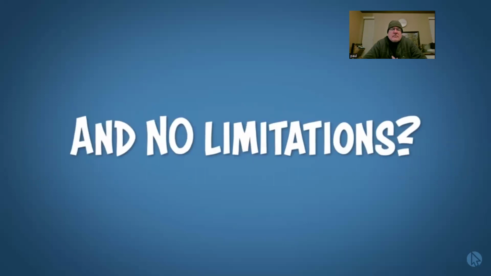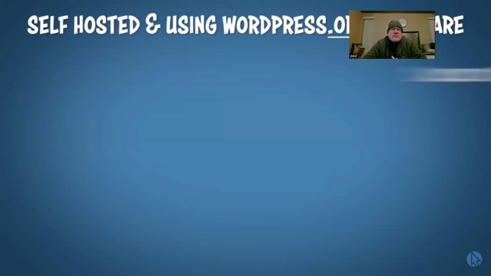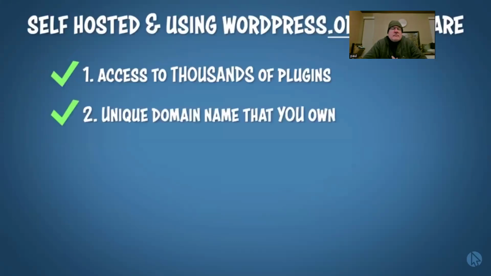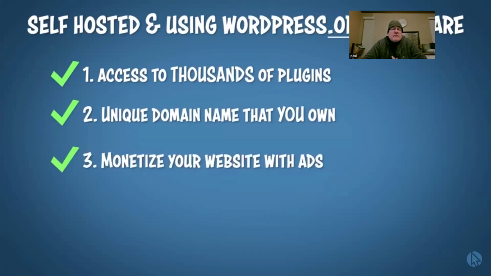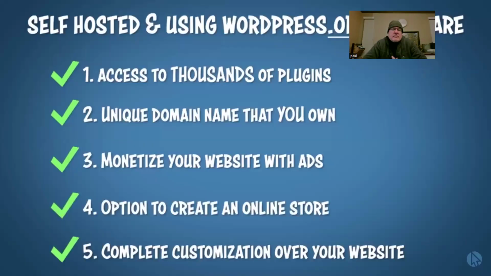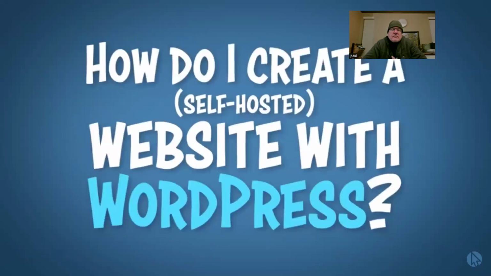And you're likely here because you want to make your first website with your very own unique domain name and no limitations. If that's the case, you're going to want to be self-hosted and use wordpress.org, which is just where you can download their free software. Let me explain. By being self-hosted, you have access to thousands of plugins. You have a unique domain name that you own yourself. You have the ability to monetize your website with ads if you're trying to make those dollar bills. You have the option to create an online store, and you have complete customization over your website. So how do you create a self-hosted website with WordPress?